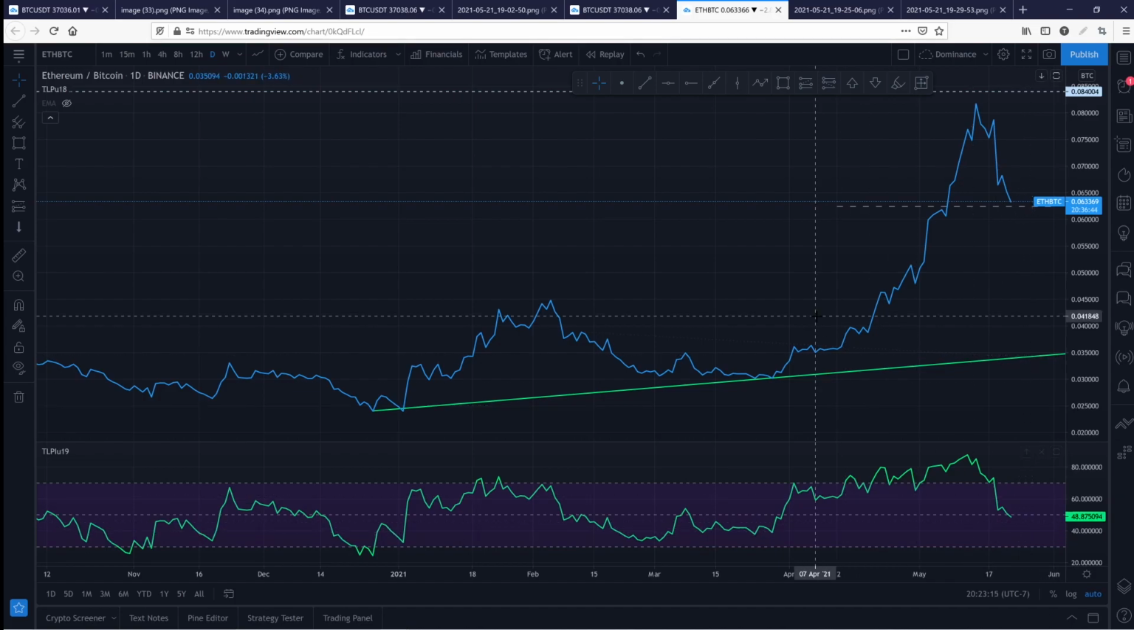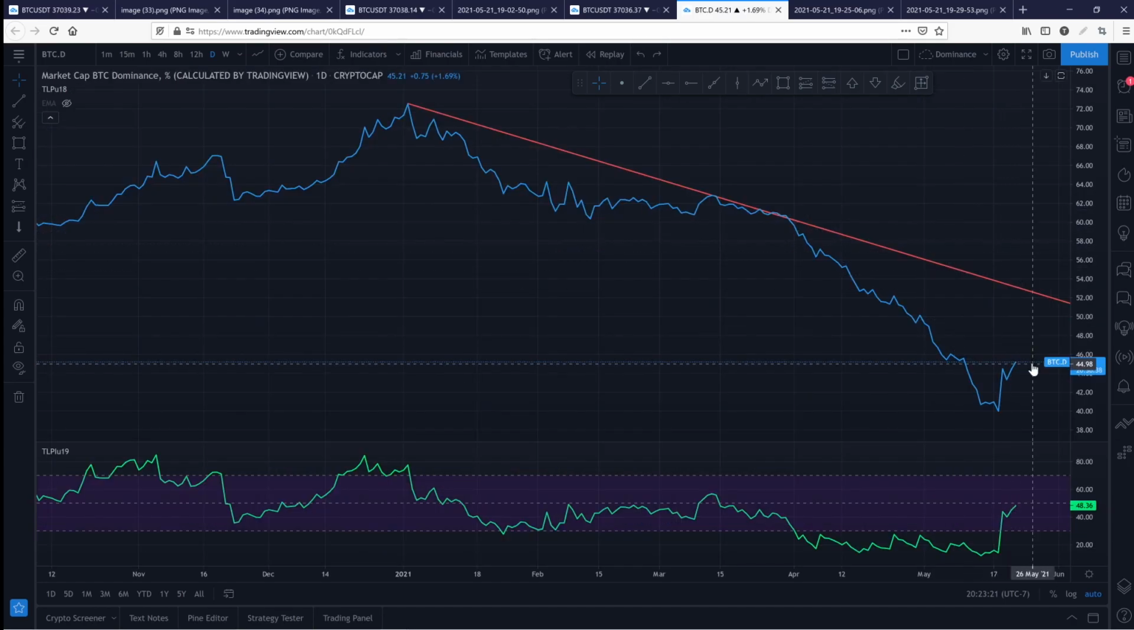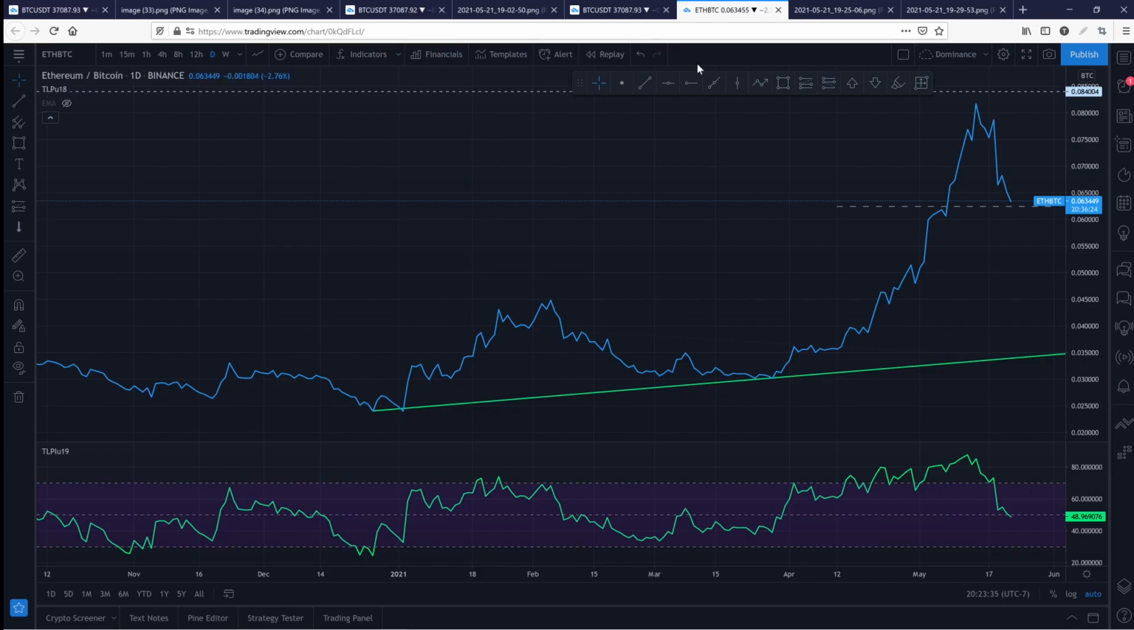the RSI. Now, if this happens, then that also would coincide with Bitcoin dominance coming up and testing around the 50% of dominance, and also it'll be entering into bullish territory on the RSI. So it's like a really neat relationship.